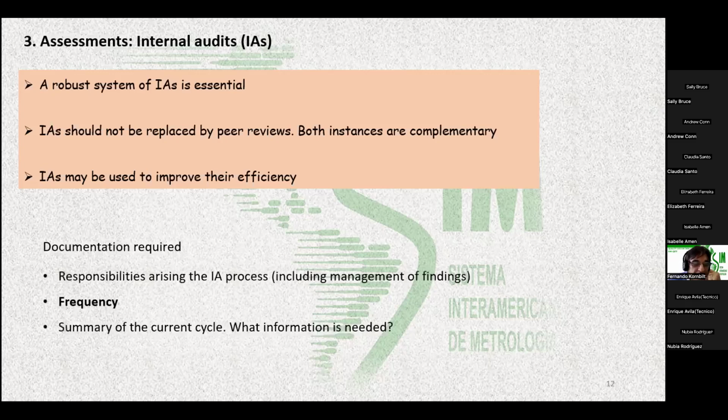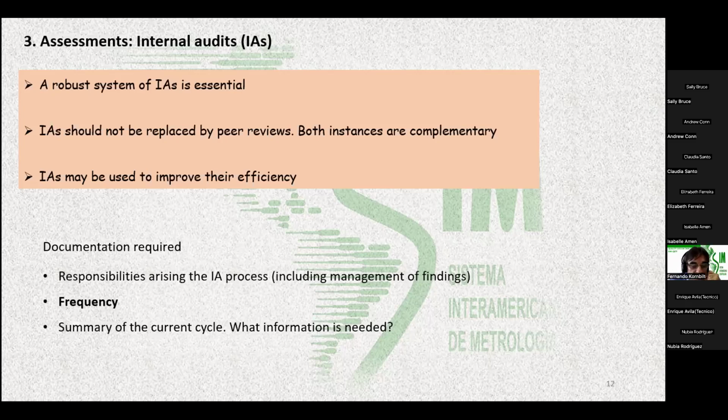what's important in order to present? So then, as usual, at least the processes, the audit procedures, the responsibilities in the internal audit process, including the management of these findings. And in these last years, it is not necessary to show all of the audit reports for the last years. I think I saw a question in the previous presentation about this. Should I show all the reports?